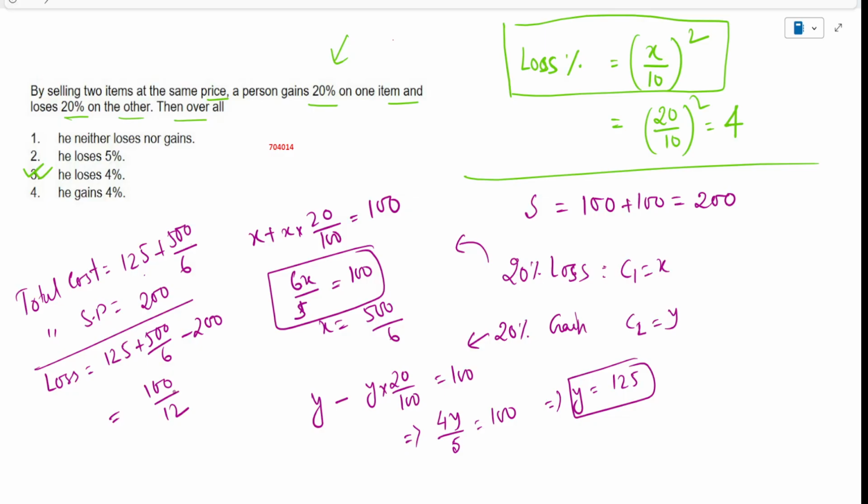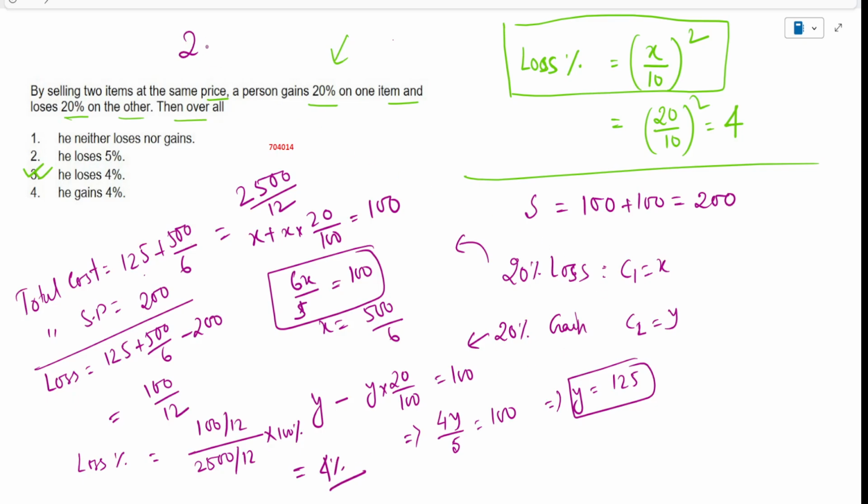Then what is the loss percentage? Loss percentage equals total loss by total cost price into 100%, which gives you exactly 4% as the answer. So I have discussed in this video two ways to solve this problem.